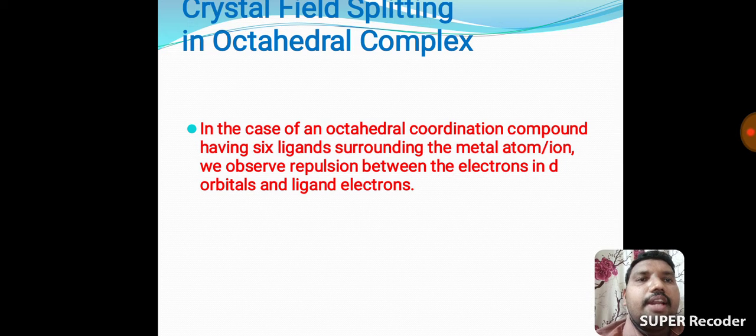In the case of an octahedral coordination compound having 6 ligands surrounding the metal atom or ion, we observe repulsion between the electrons in d orbitals and ligand electrons. In octahedral complex, we have 6 ligands attached with central metal atom or ion. Between the central metal atom and ligands, there are electrostatic forces of attraction.